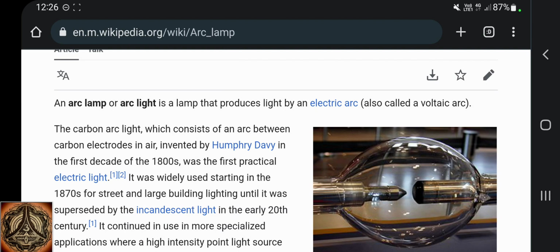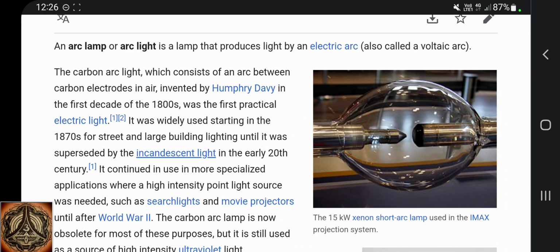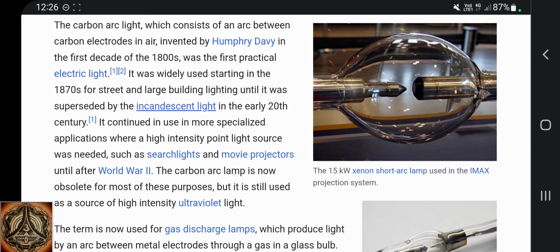An arc lamp or an arc light is a lamp that produces light by an electric arc, hence plasma. The carbon arc light, which consists of an arc between carbon electrodes in air, invented by Humphrey Davy in the first decade of the 1800s, was the first practical electric light. It was widely used starting in the 1870s for street and large building lighting until it was surpassed by the incandescent light in the early 20th century.